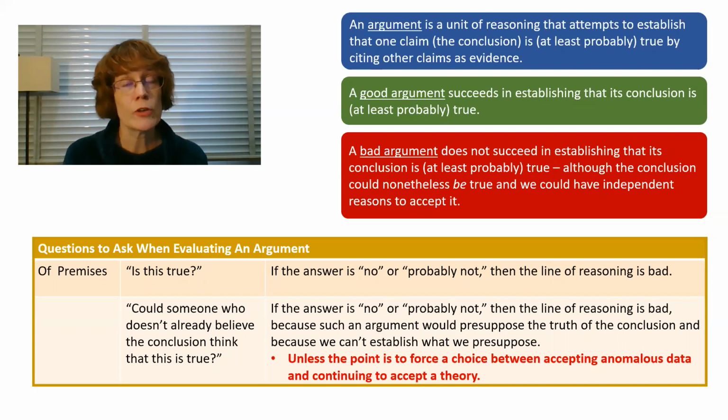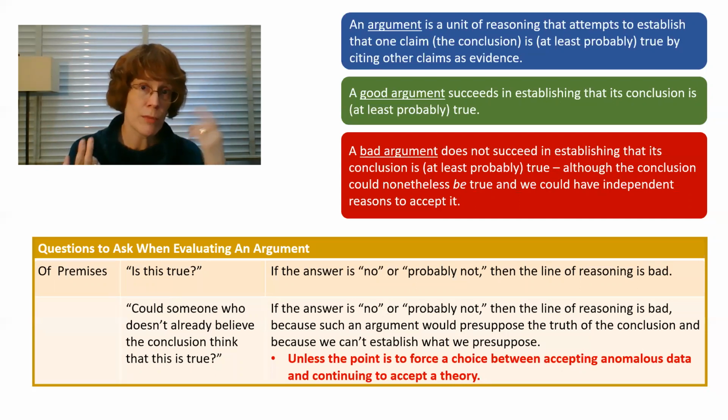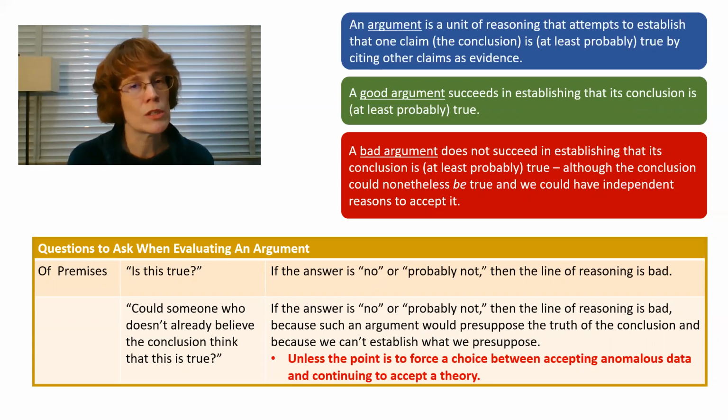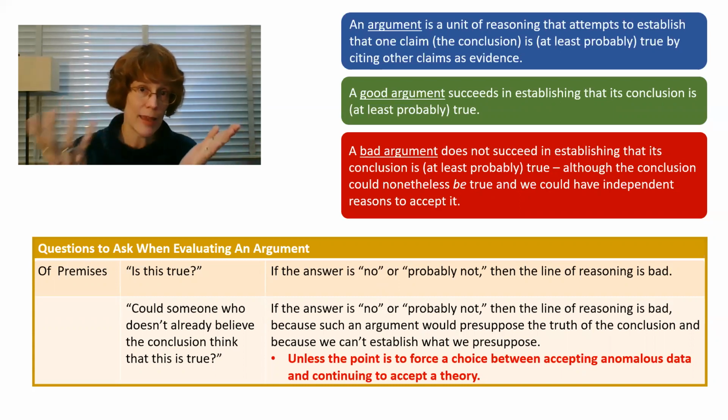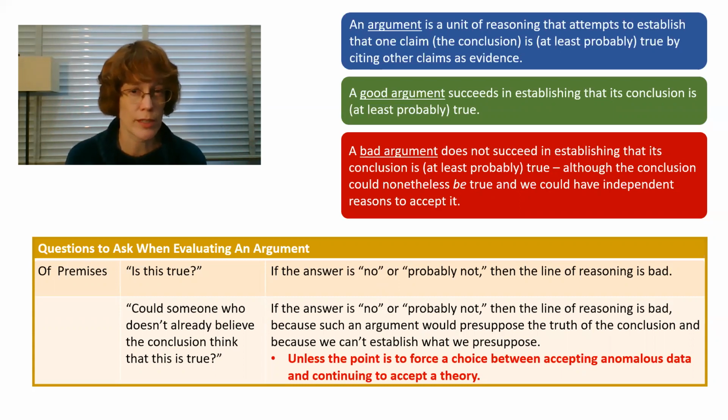But we should be ever cognizant of the fact that sometimes what the argument might be trying to do is effectively force a choice between accepting a piece of anomalous data and accepting a theory. And under those circumstances, we might want to step back and say, maybe this is one of those times when what looks like assuming the conclusion might be okay, because what the argument is really attempting to do is show that there are internal contradictions involved if we want to accept a theory and the anomalous data simultaneously. So it's forcing that choice.